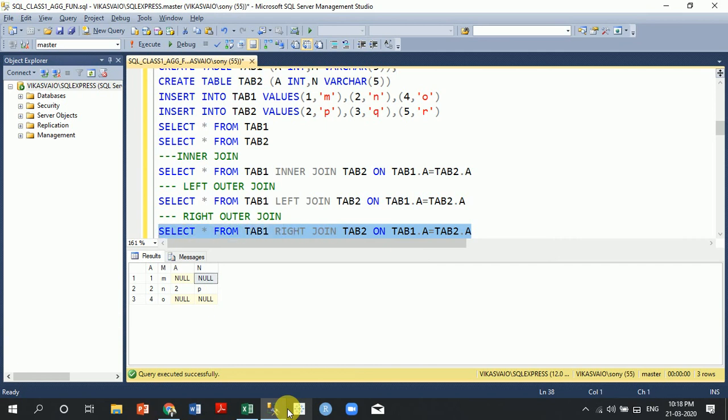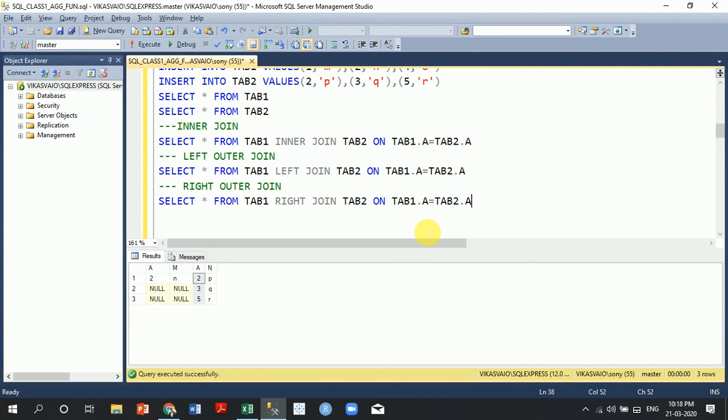Okay, and just see the difference. What is coming here as a result? It is taking matching records from the left table, but all the records from the right table, and the rest of the fields will be considered as null values, because no matching could be found between both the common name columns, as we have applied the equality criteria on these two columns, that is from table 1 A and table 2 A. So I hope this right outer join must be clear to you all.